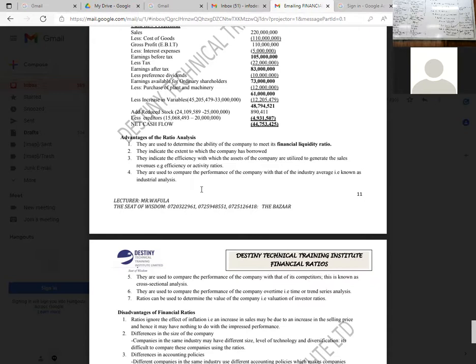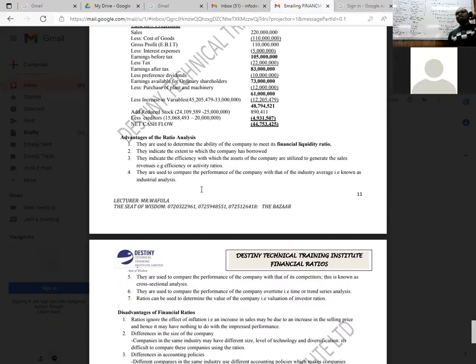So, in the handouts, the last page, there are the advantages and disadvantages of financial ratios. So read them, then summarize. They can ask you something there. Then also something else, which we did not do yesterday, the advantages of control accounts. That one also, go and recite for me.